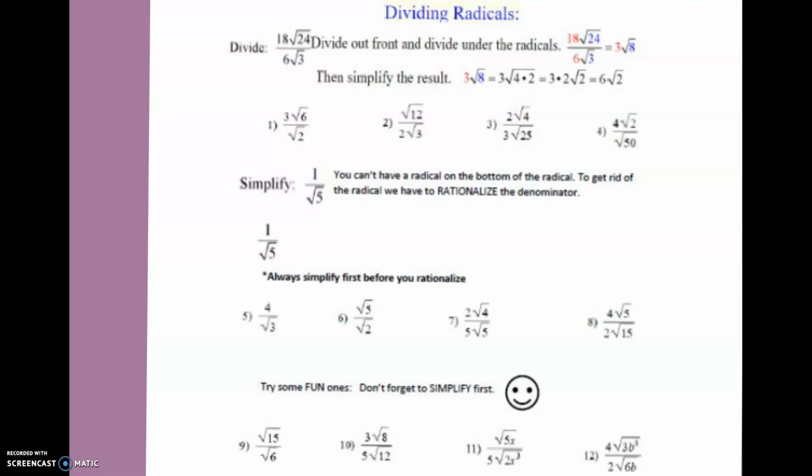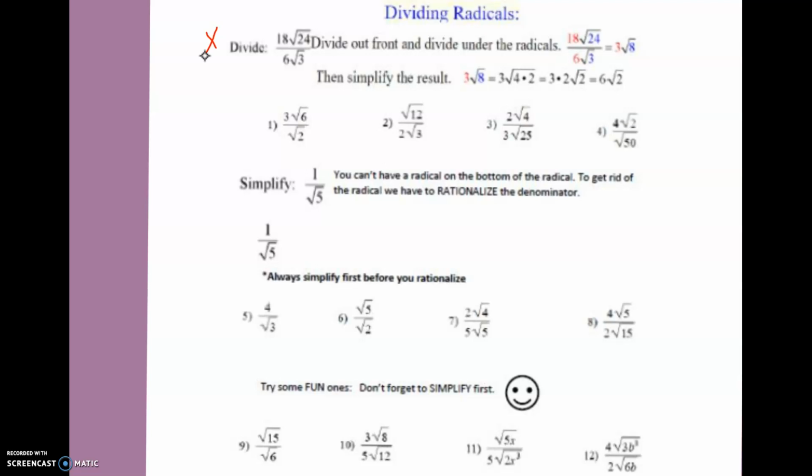All right. We always save the best for last, guys. We're going to do dividing radicals. And it can get a little tricky, but nothing that we cannot handle, okay? So I have an example up here that you want to treat the outside and the inside numbers separately, okay?